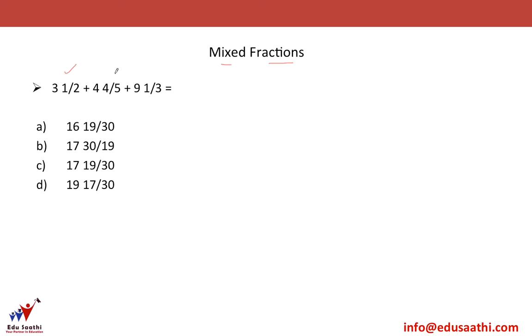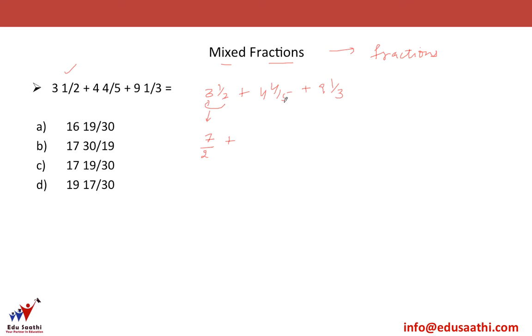So we have three mixed fractions here, which are 3 1 by 2 plus 4 4 by 5 plus 9 1 by 3. Now in order to add them, we have to convert these mixed fractions into the normal fractions, which just have a numerator and a denominator. So how do we do that? This is a denominator here, which is 2. So what I'll do is I'll multiply 2 with 3. 2 3s are 6 and add this 1 here. So 2 3s are 6 plus 1 is 7. So this mixed fraction is nothing but 7 by 2 when described in terms of a normal fraction.